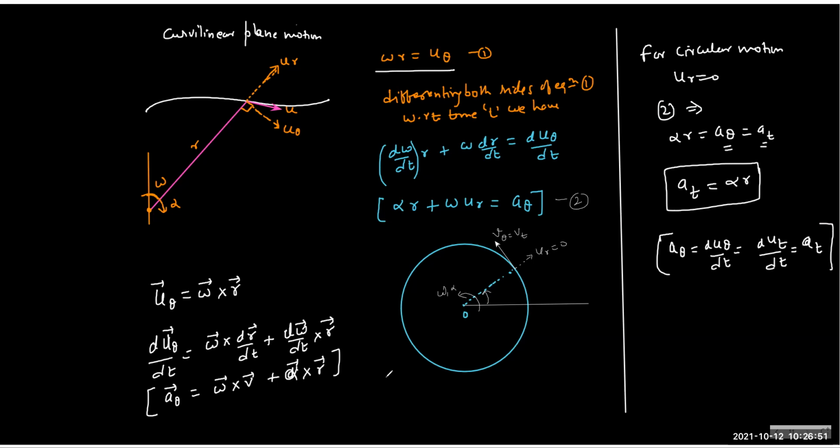Which is like omega V sine theta. So now in circular motion, things get simplified. And this you can add further. In circular motion, you can add V equals omega cross R once again.